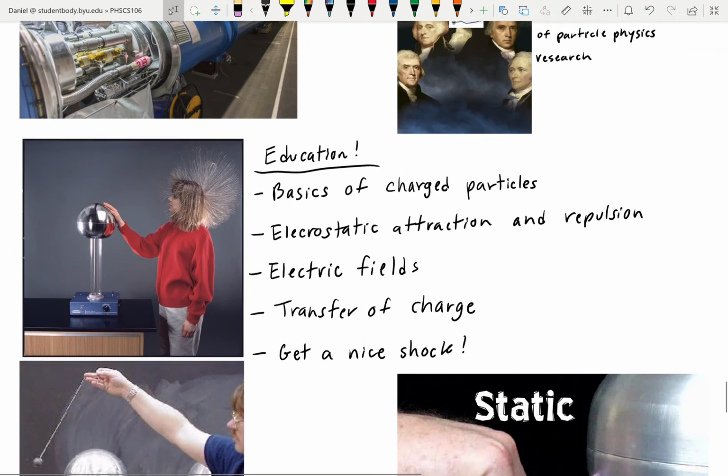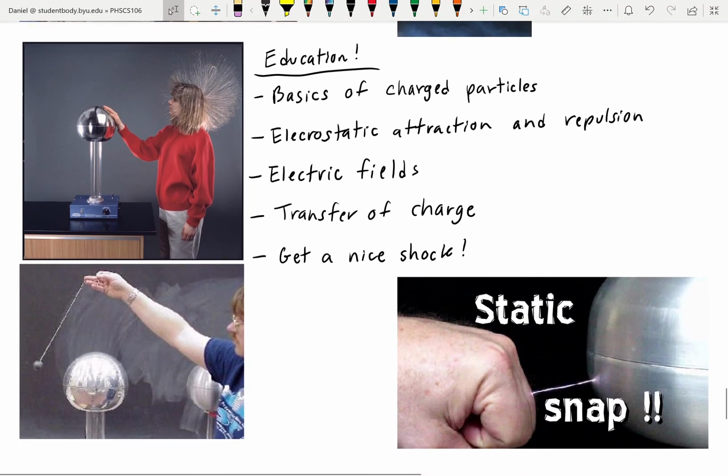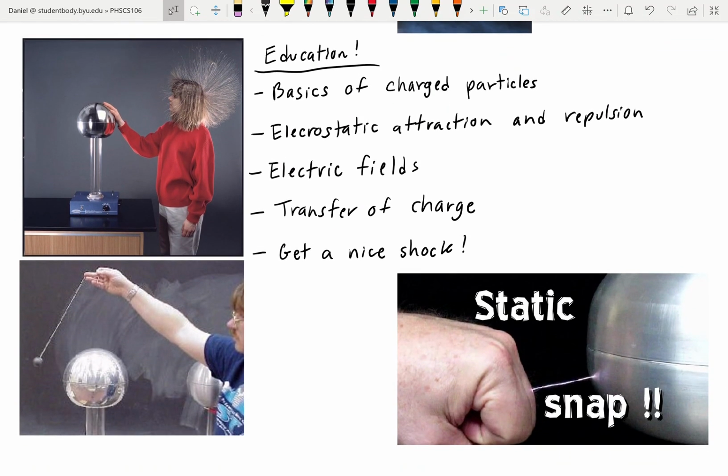And the other most important use of the Van de Graaff is simply education. We learned so many physics concepts from these machines. We learned about the basics of charged particles. We learned about electrostatic attraction and repulsion of charges. We learned about electric fields, transfer of charge, and we can get a real nice shock from these things too.